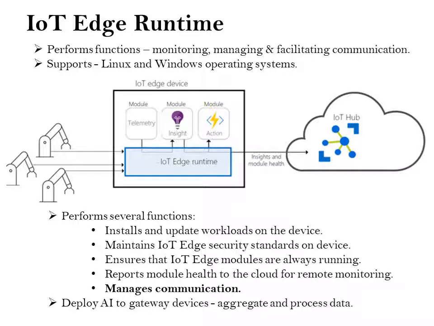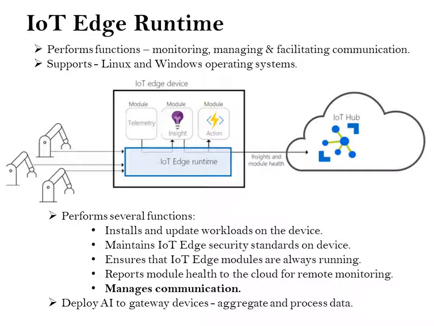IoT Edge Runtime enables custom and cloud logic on IoT Edge devices. It performs a number of functions which includes monitoring and managing the device and facilitating communication between the modules, devices, and the cloud. The runtime supports both Linux and Windows operating systems. The other functions of runtime include installing and updating workloads on the device, maintaining IoT Edge security standards on the device, ensuring that IoT Edge modules are always running, and reporting module health to the cloud for remote monitoring.